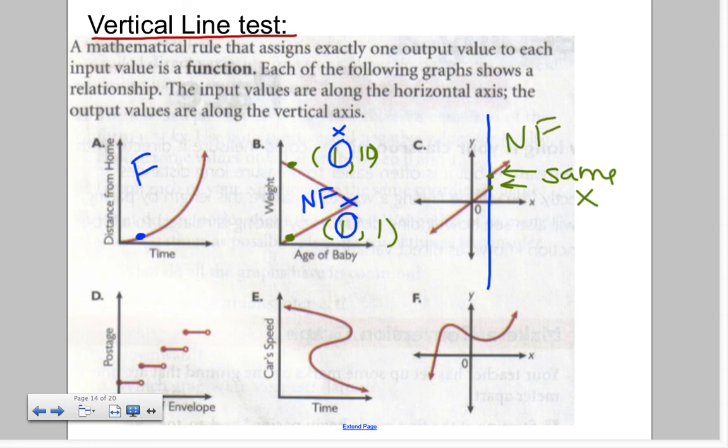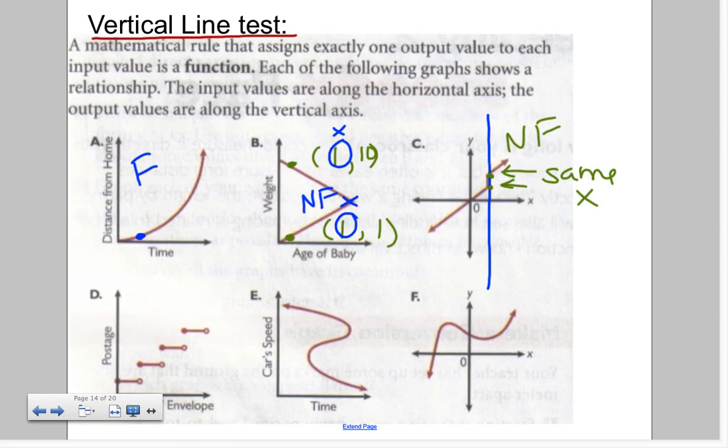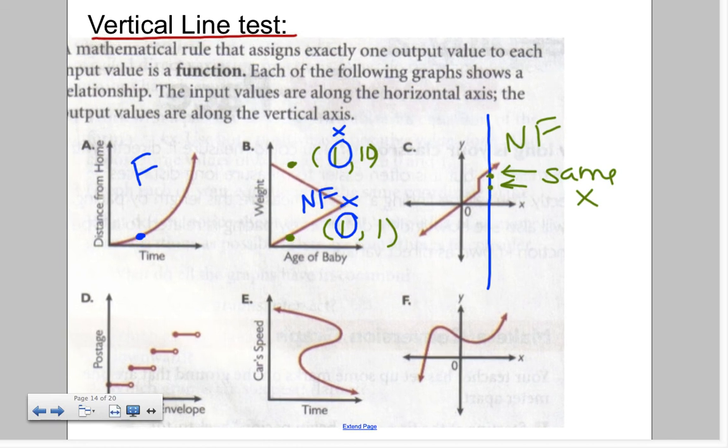Well, it's not. Obviously, if that section right there was eliminated, if that perfectly vertical section wasn't within the graph, it'd be a function. So if you have a graph that has any sort of vertical section, like this right here, it's going to be not a function.